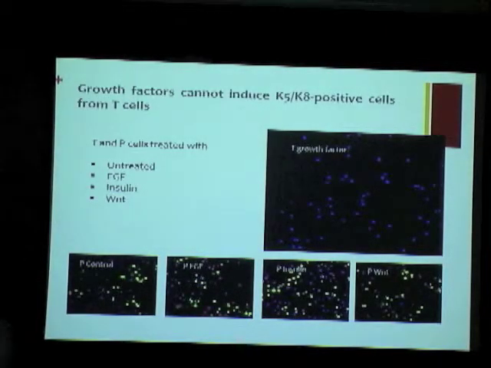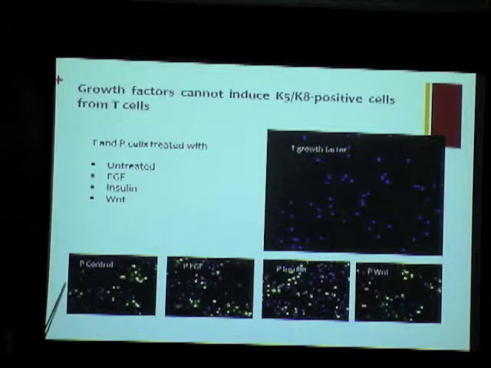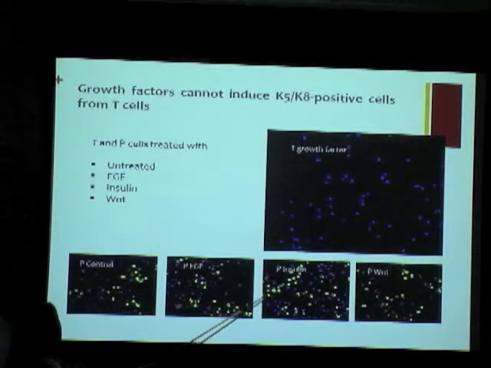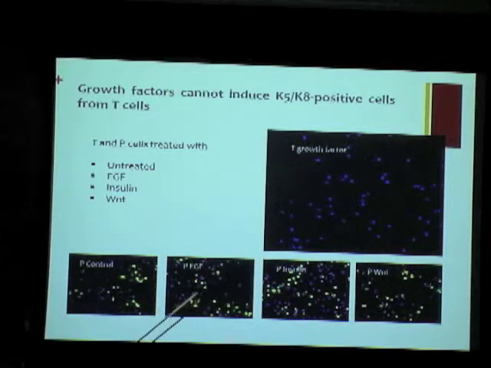We now treated the T and P cells with different growth factors. EGF is found to induce cell differentiation, insulin, cell proliferation. When we treated both T and P cells, we found that under all conditions, the P cells do express these cytokeratin markers. However, T cells do not show these markers under any conditions.